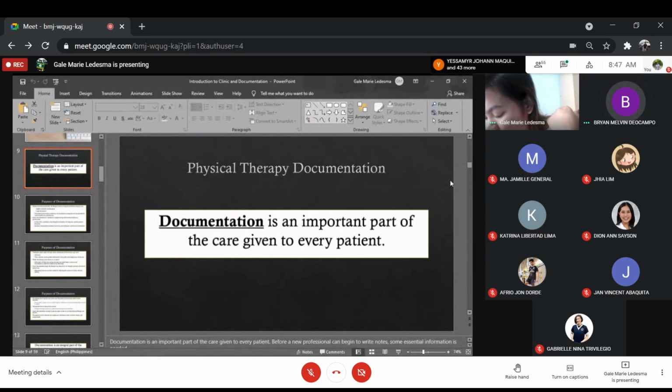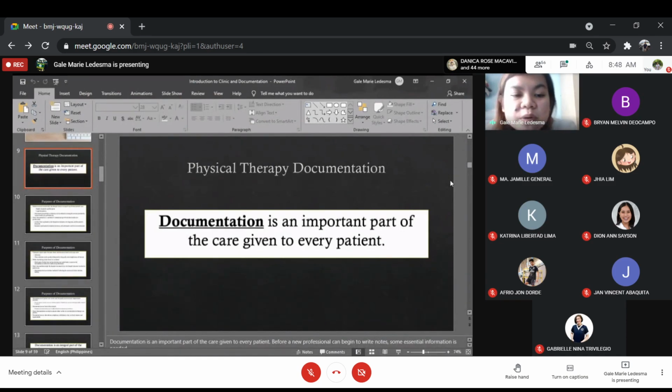The importance, Miss, of documentation is that this is a document which not only you will use, but other PTs and other healthcare professionals will refer to before they, let's say, initiate an intervention. And it is the record of all about the patient that is essential for the whole process in, let's say, a hospital. Okay, very good. Yes, Brian.